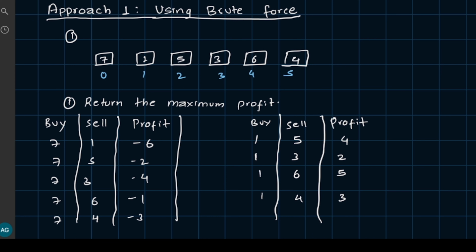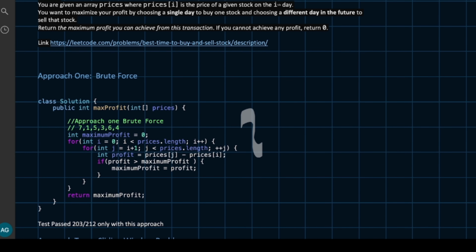Now let us look into the implementation of this brute force way of solving the problem. We will have a maximum profit, and we're going to get the profit for every iteration, and we're gonna compare if the profit is greater than the maximum profit, and if it is greater, we're gonna update our maximum profit. This particular algorithm is gonna take O(n squared) time because we are using two nested loops, and we can solve this problem in a more efficient way.